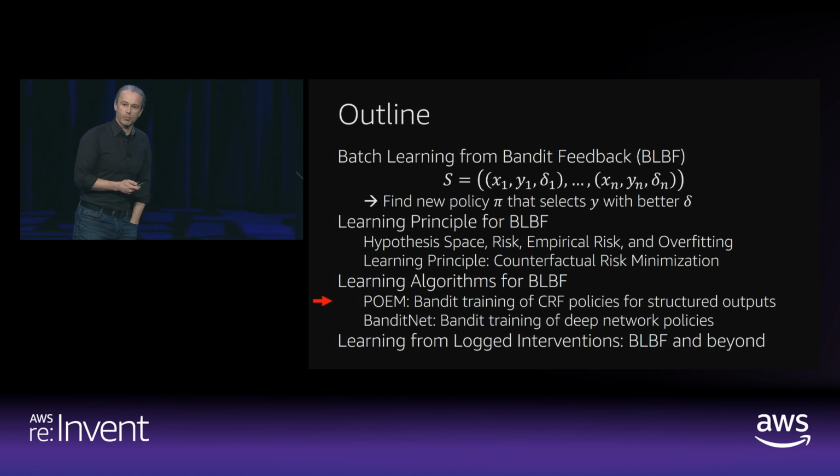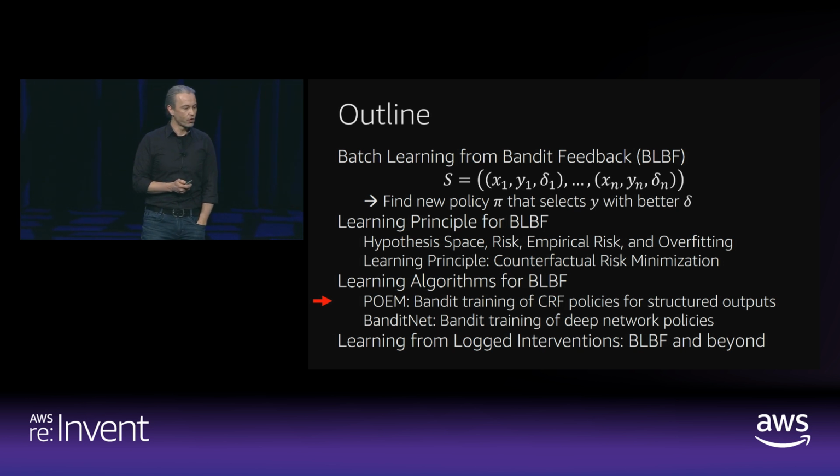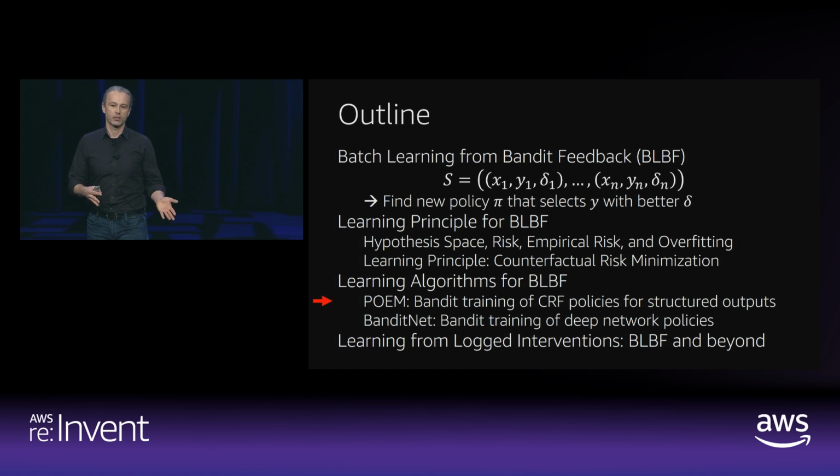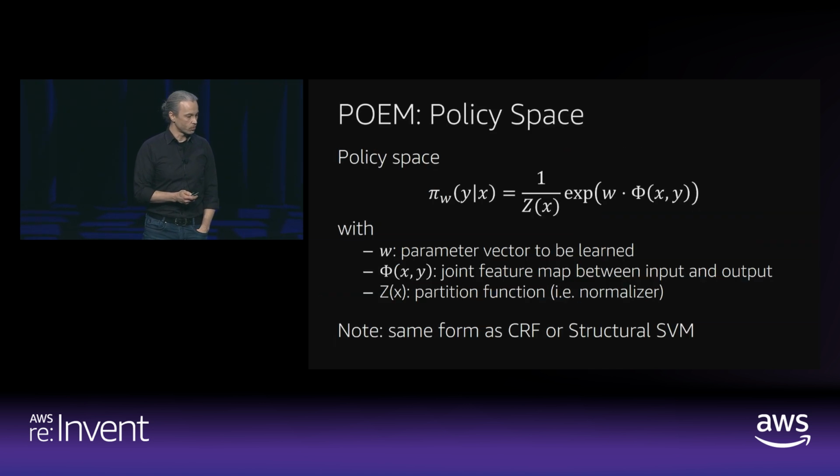So I'm going to give two examples for doing this. The first example is called POEM. It's basically a way of training conditional random fields for structured prediction, but not on full information, hand-labeled data, but on data that we get from your log files, obviously much cheaper.